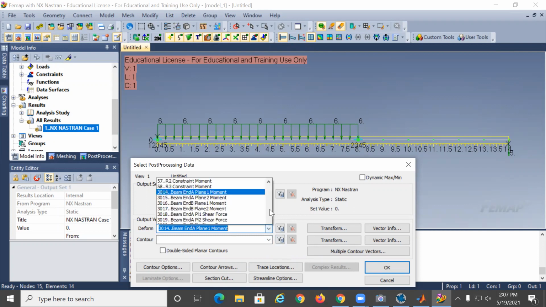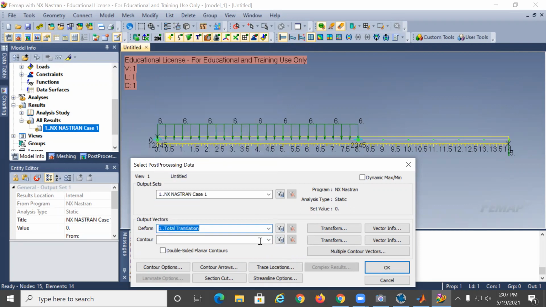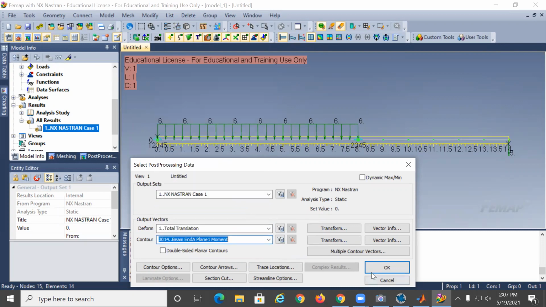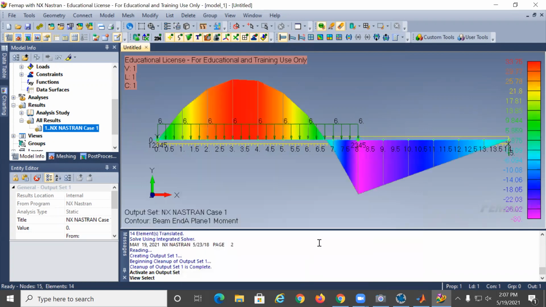Here let's put total translation, it doesn't matter. And here would be 3014 for the moments. Beam diagram. And this is what we get. Okay, so what did we get before?